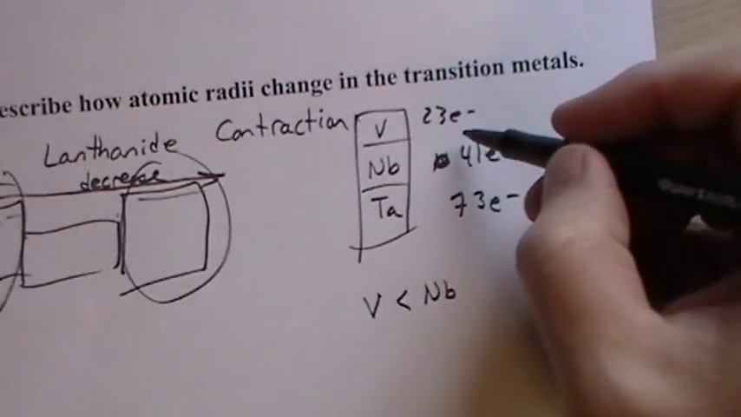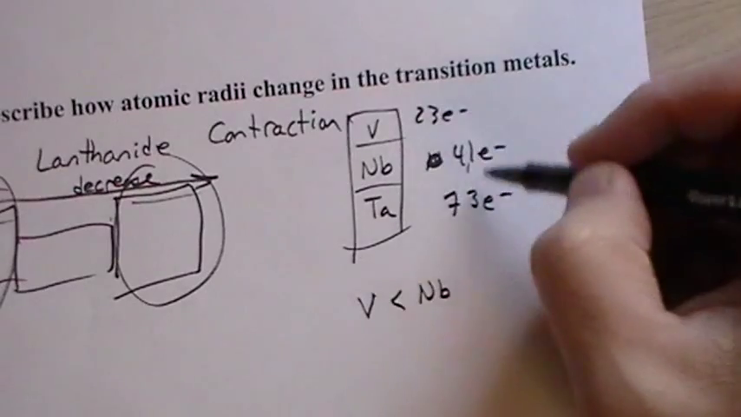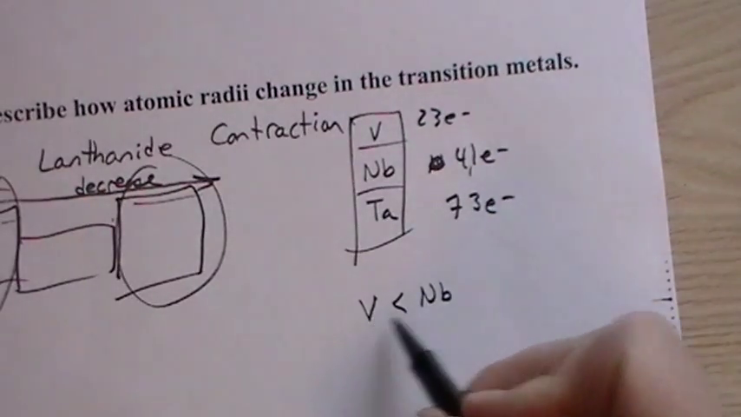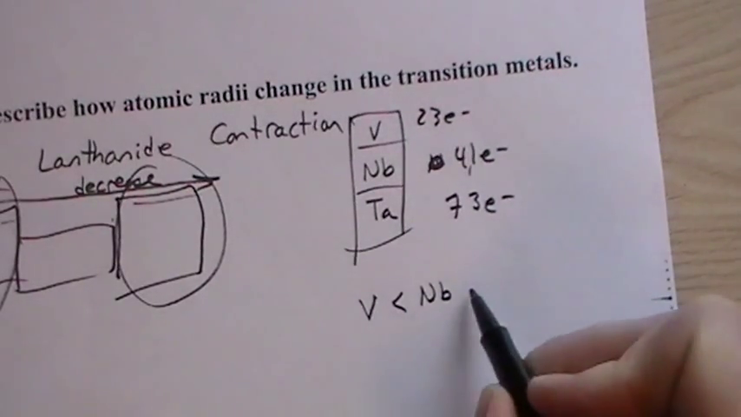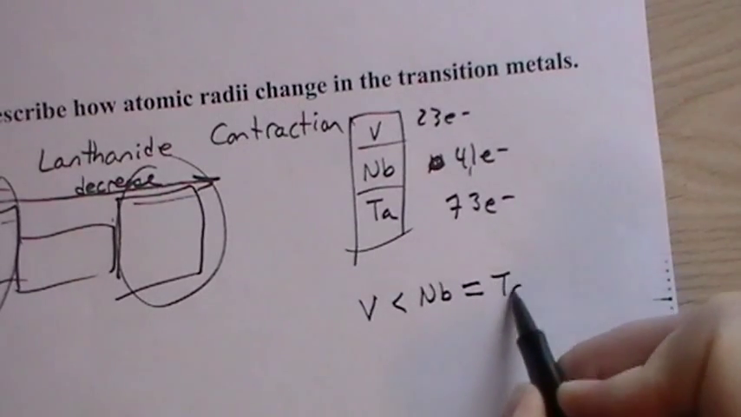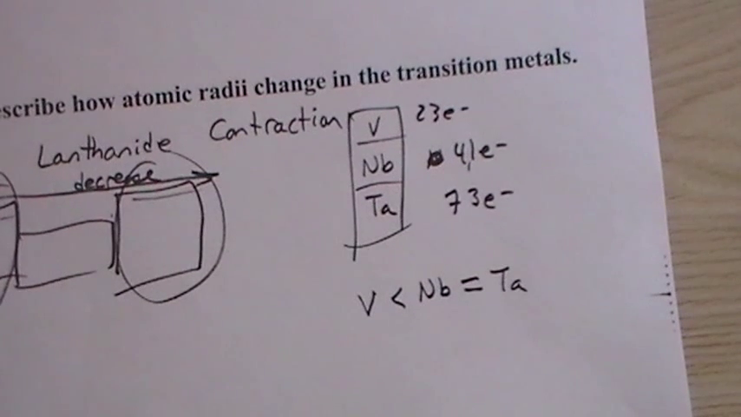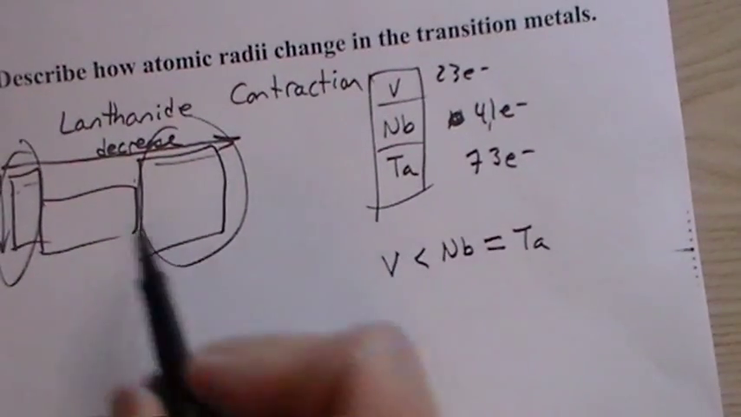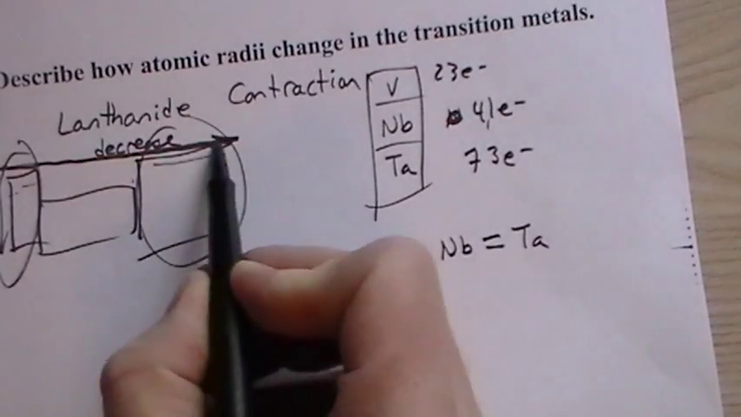Now, as you go from 23 to 41, almost doubling in size, we'd expect that vanadium is smaller than niobium. What we find, though, from niobium to tantalum, is that they're essentially the same size. So even though tantalum has 32 more electrons, it's pretty much the same size as niobium. So what's happening here is the same contraction that we see in the group A's.